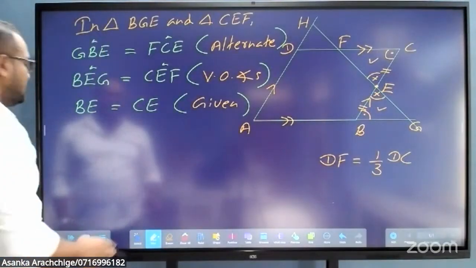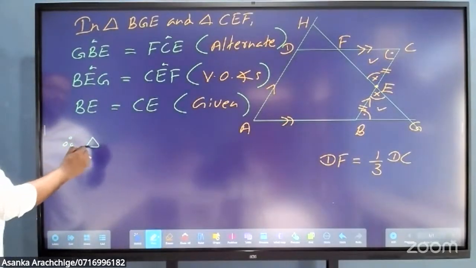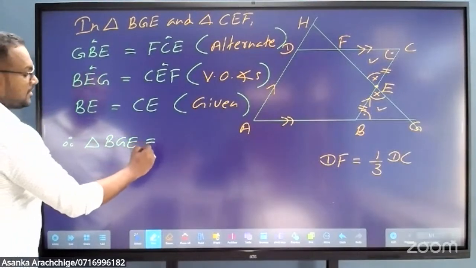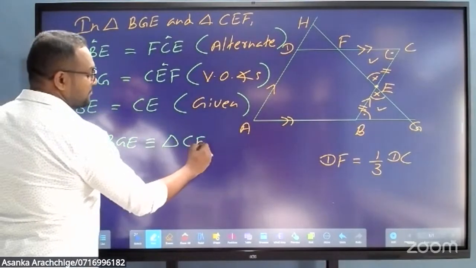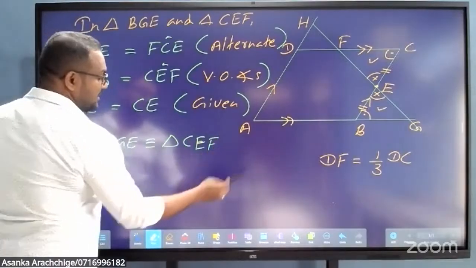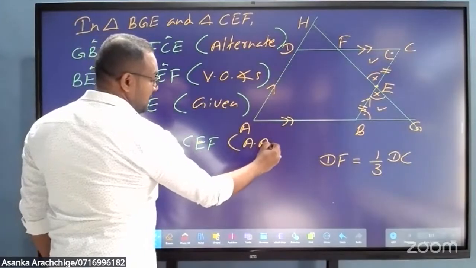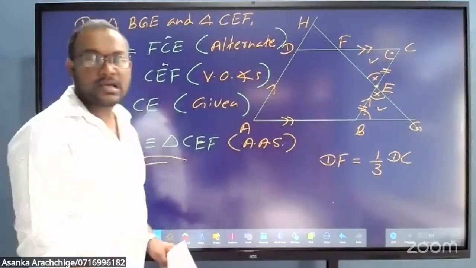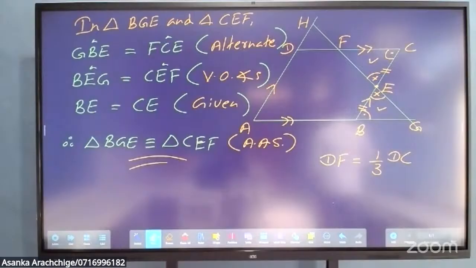Then you can write, eventually, therefore, triangle BGE is congruent to triangle CEF. Be sure to write the relevant case. The case is AAS case. Angle, angle, side. AAS. Clear?